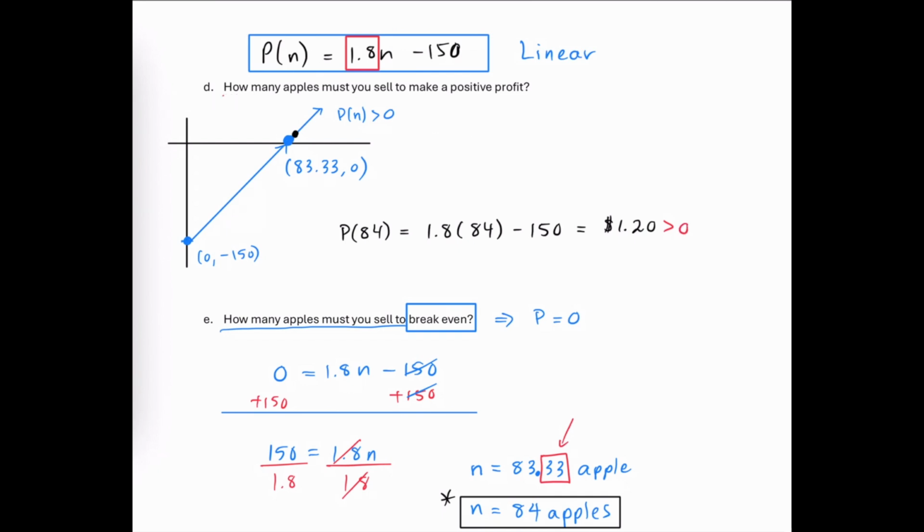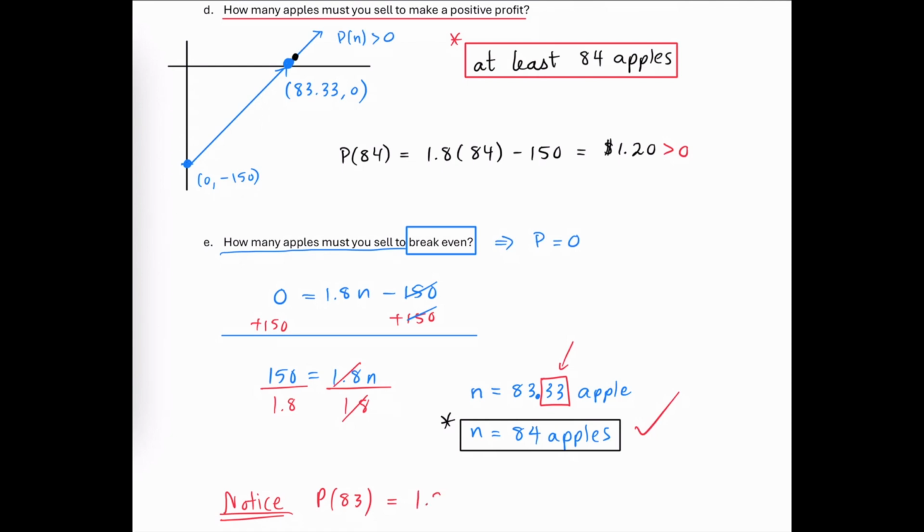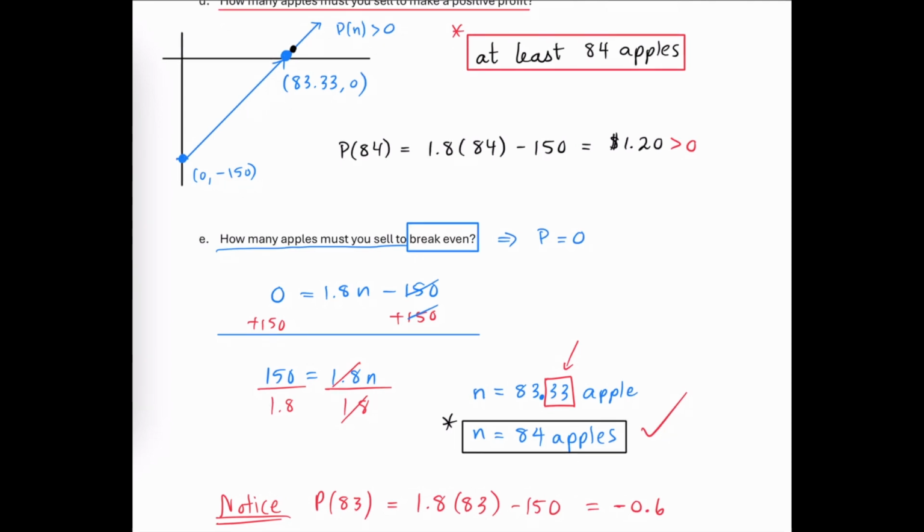So to answer this question, how many apples must you sell to make a profit? We would need to sell at least 84 apples. 84 apples is going to give us a profit. 84 apples is what we need to sell in order to break even. If we only sold 83 apples, let's plug 83 into our profit function, we would end up with negative 0.6, which is negative 60 cents. Again, 83 apples is not enough to break even.